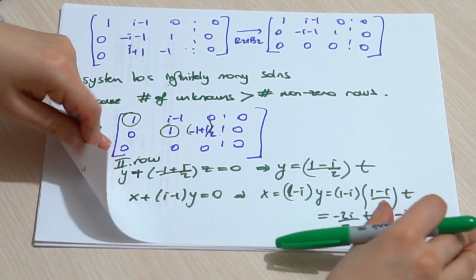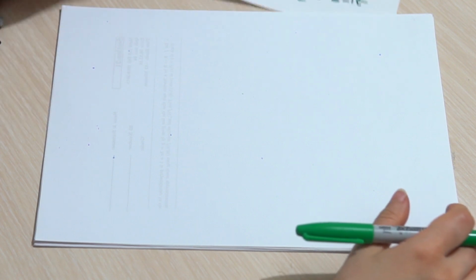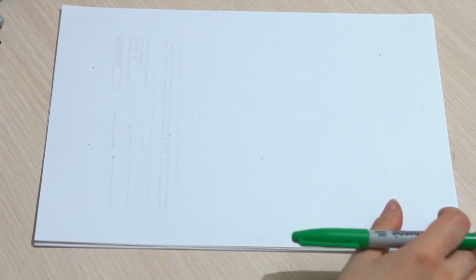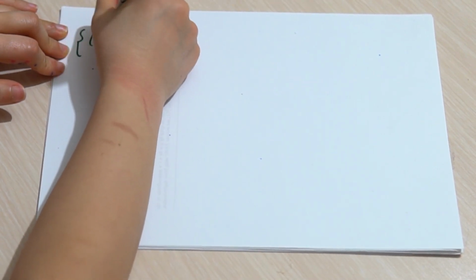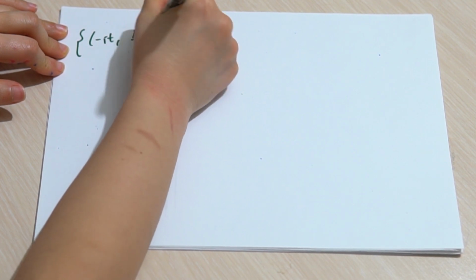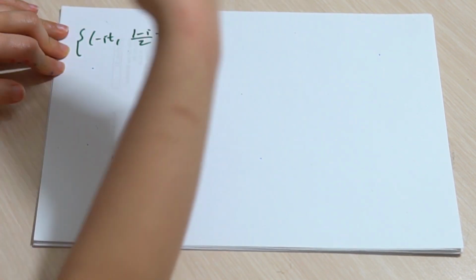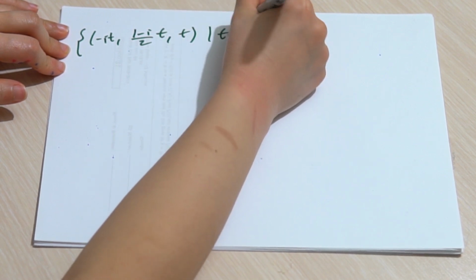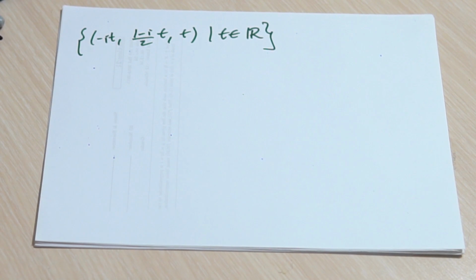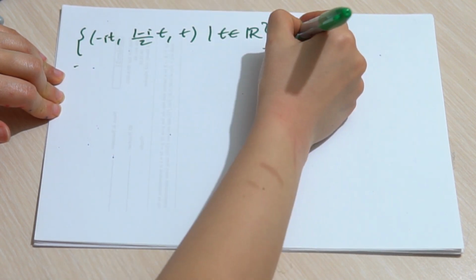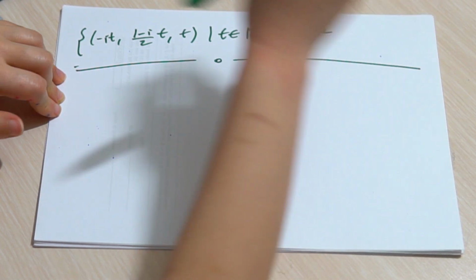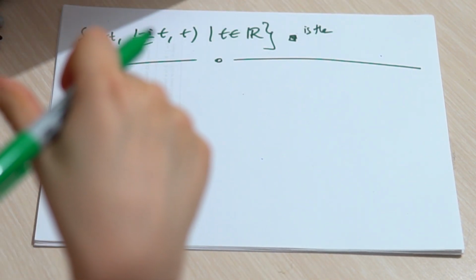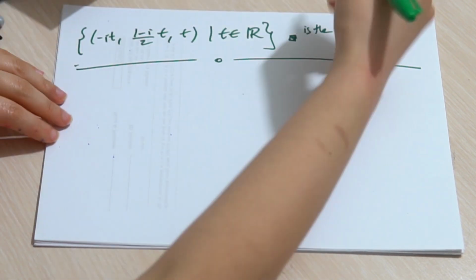So the solution set will be: x will be i t, y will be (1 minus i) over 2 t, and z will be equal to t, and t is arbitrary. t is any element in R. So this is the solution set, the solution of the system.